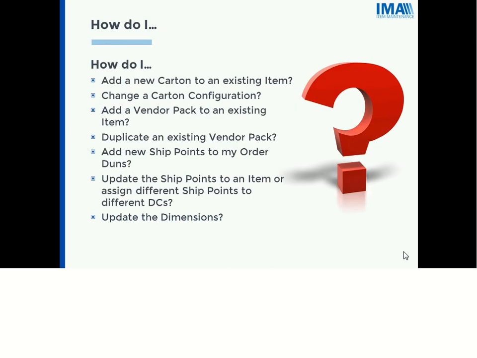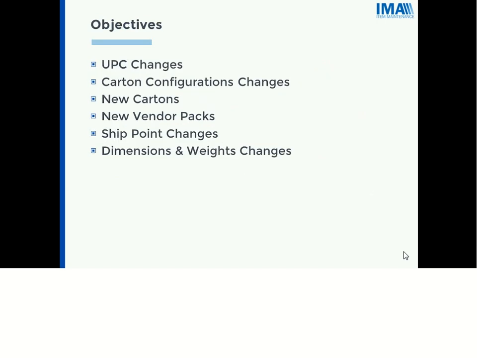Some of the questions we get a lot from vendors would be, how do I add a new carton to an existing item or change a carton configuration? How do I add a new vendor pack to an existing item or duplicate an existing vendor pack? How do I add new ship points to an existing order DUNS, or how do I update the ship points to an item or assign different ship points to different DCs? And then also, how do I update the dimensions? We're going to go over all of these today. That's going to include UPC changes, carton configuration changes, new cartons, new vendor packs, ship point changes, and dimensions and weights changes.